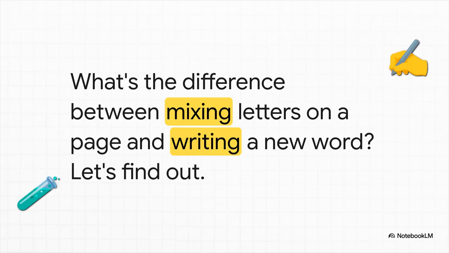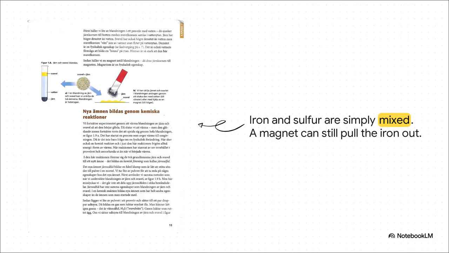But what does it really mean for atoms to be chemically bound? Is it just like, I don't know, mixing salt and pepper together? Not even close. Let's look at a quick experiment to see the huge difference between a simple mix and a true chemical compound. So first we take some iron filings and some sulfur powder and we just stir them up. This is just a mixture. And notice, if you bring a magnet nearby, it pulls the iron right out. Why? Because the iron is still iron and the sulfur is still sulfur. No new word has been written. The letters are just kind of hanging out next to each other.